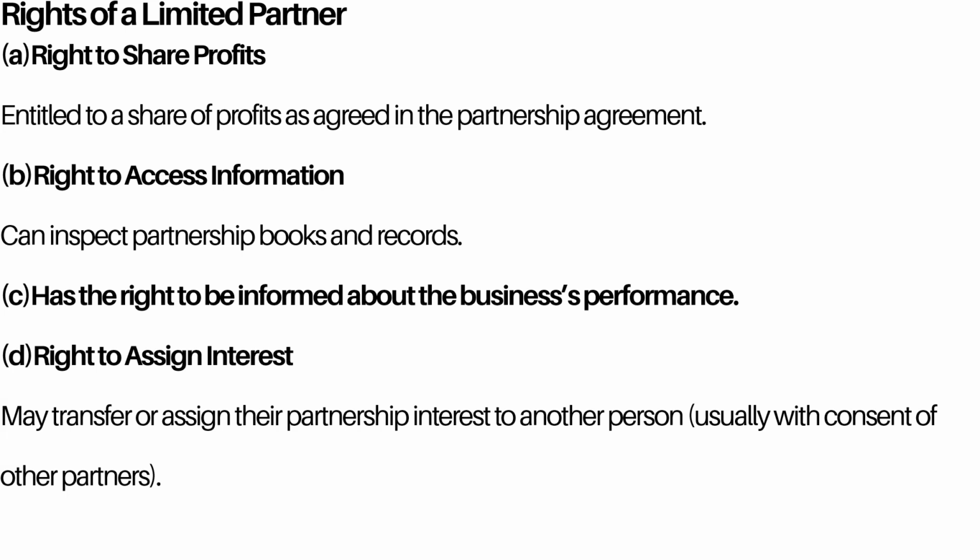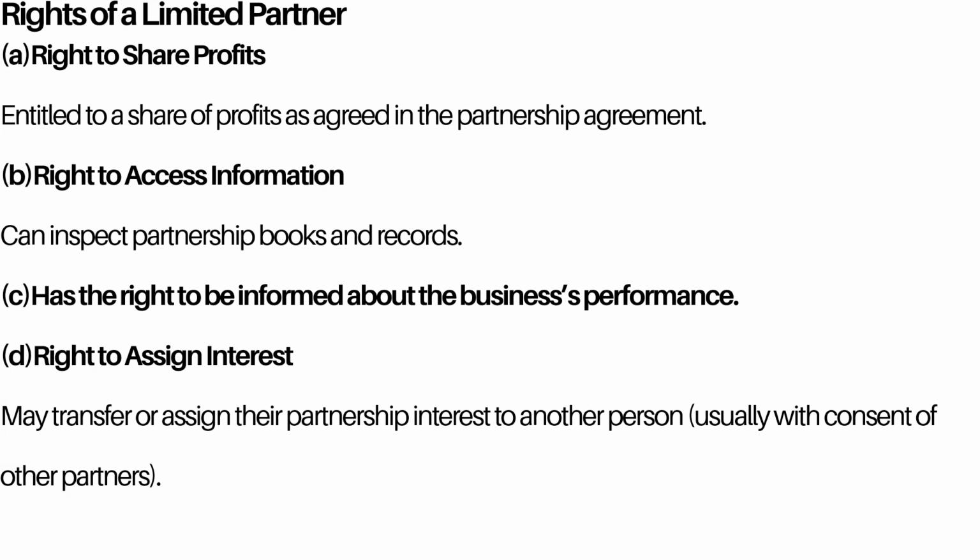So these people that only put in money and are not involved in the day-to-day running of the partnership, what are their rights? What are the rights of a limited partner? Number one is the right to share profits. They are entitled to a share of profits as agreed in the partnership deed. Then they also have a right to access information. Limited partners can inspect books and records of the partnership. And then they have a right to be informed about how the partnership is performing.